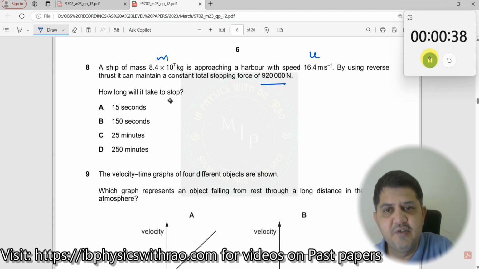That means when you say it is coming to stop, what do you mean by it? The final velocity is 0. So how long? What do you mean by how long? The time taken. So m is given, u is given, v is given, t should be found out, and f is also given. So how do you do?